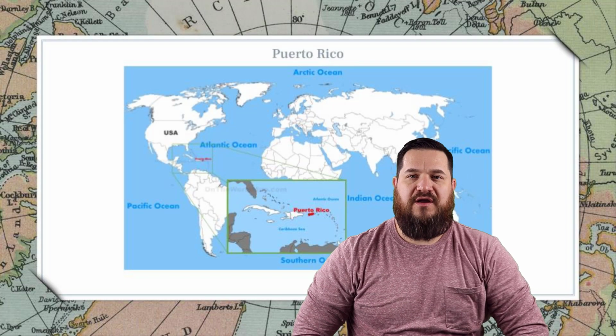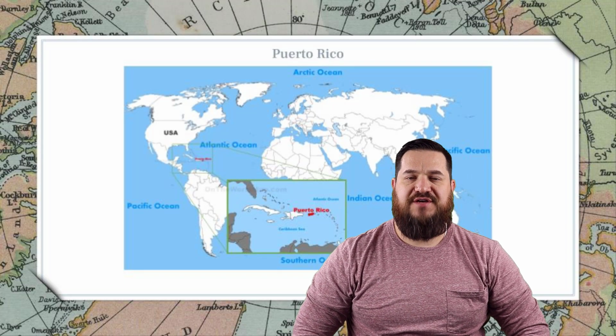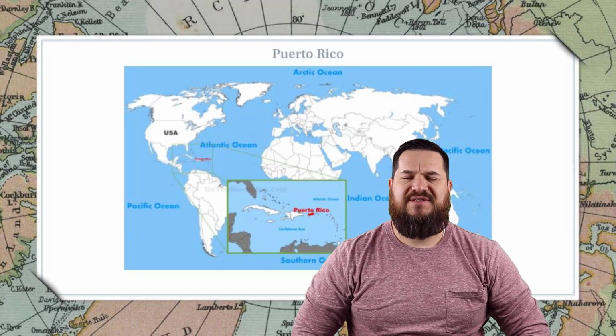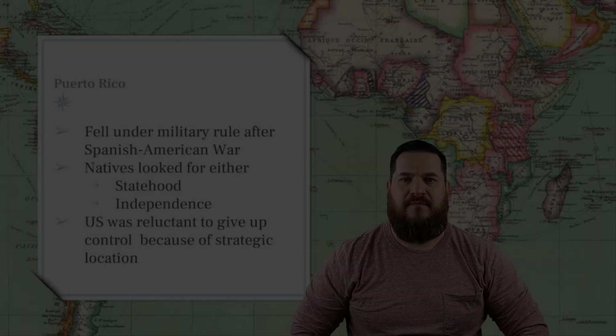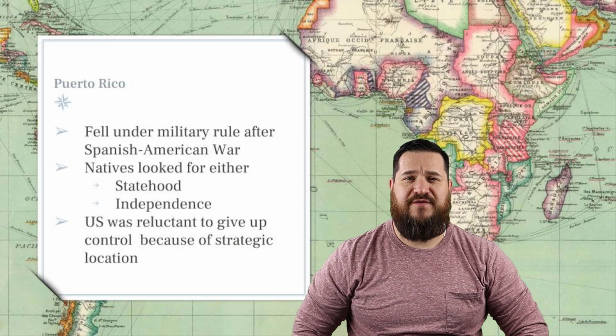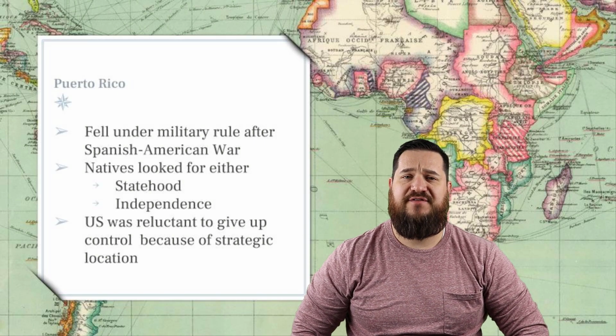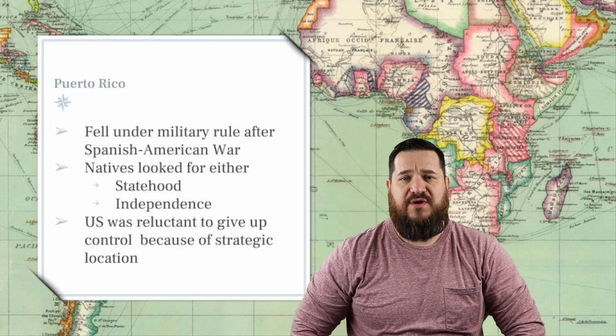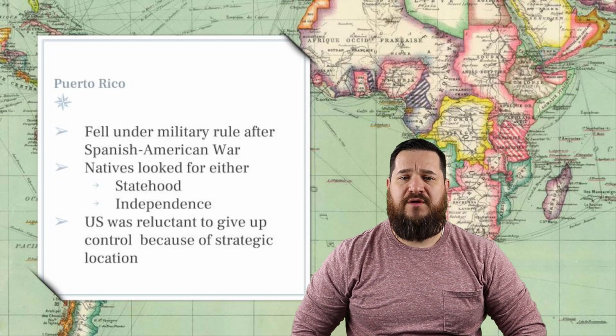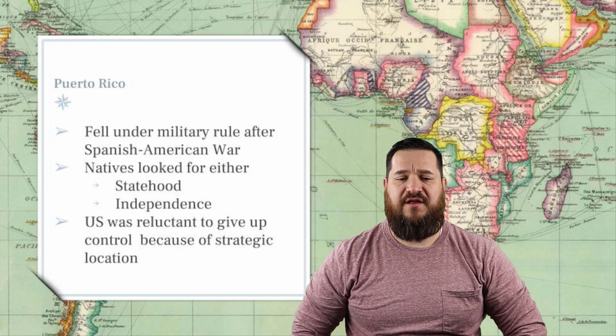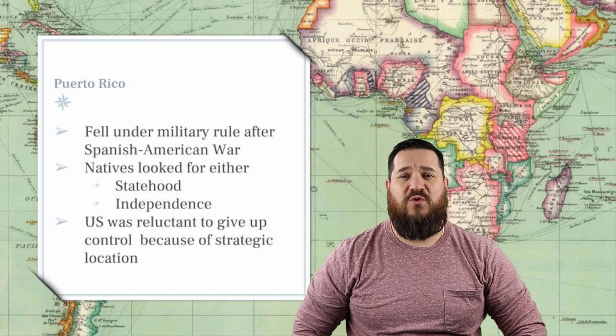Let's start off by talking about Puerto Rico. Just in case you weren't sure where Puerto Rico is, take a look at this map. If you'll remember, Puerto Rico was one of the territories the United States gained after the Spanish-American War. So what happened to it after that war? Well, the short and easy answer is it fell under military control for quite a while.